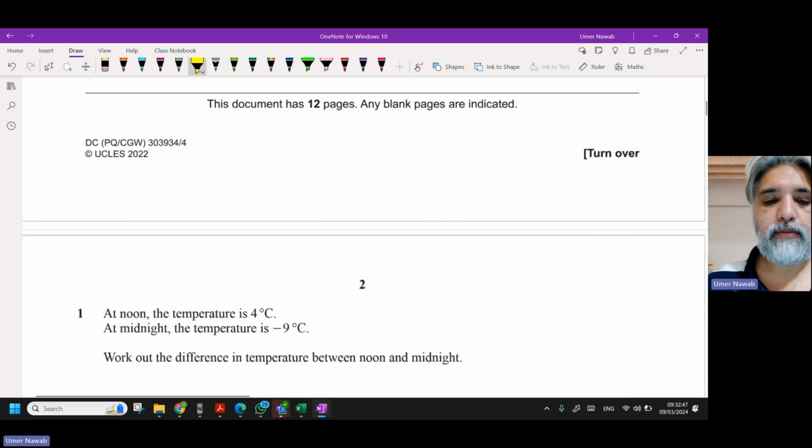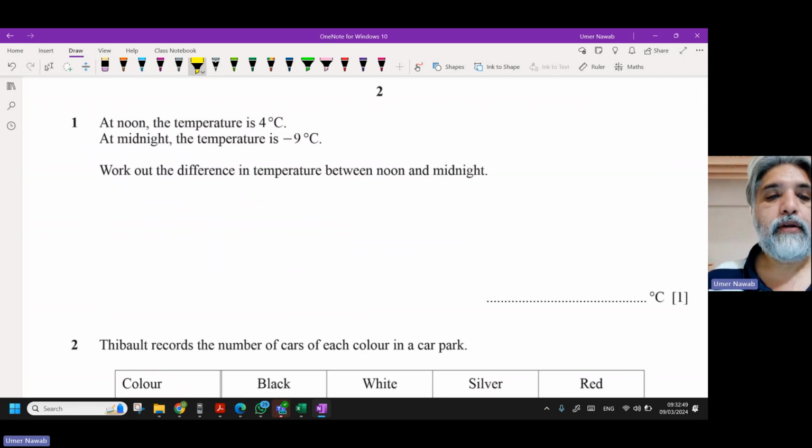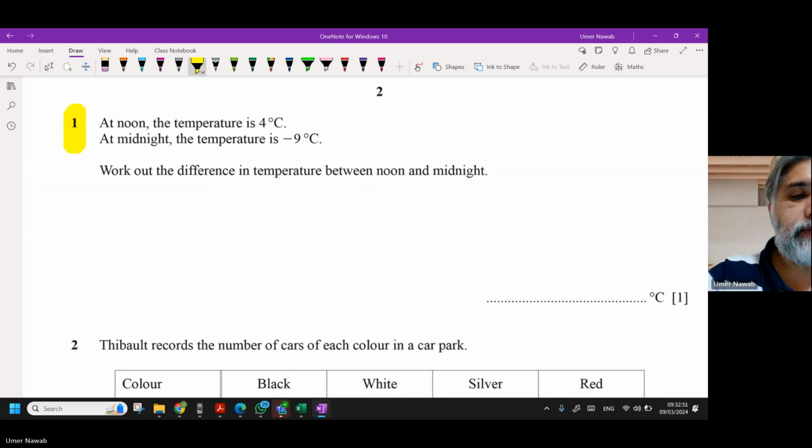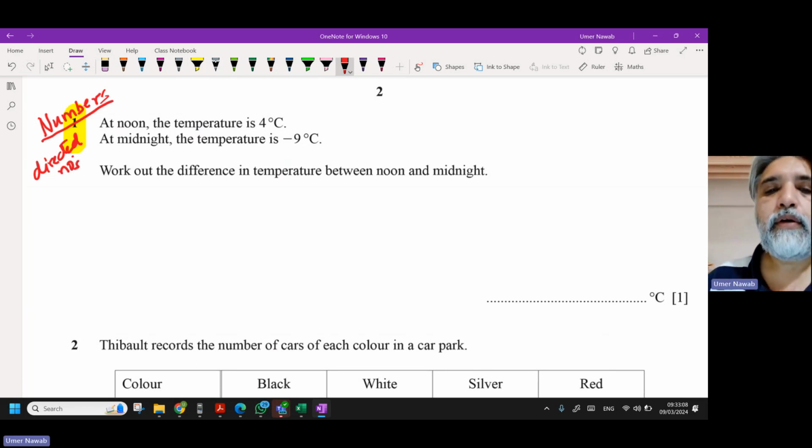So we start now. Bismillah ar-Rahman ar-Rahim. Question number 1 came on numbers. The main topic is numbers and the subtopic is directed numbers. Sometimes the examiner gives you a question on temperature and the different levels of temperature. He asks you the difference.